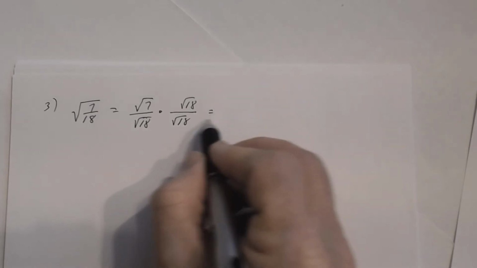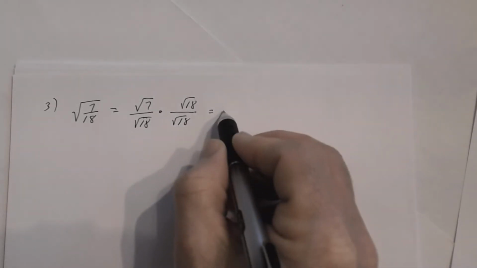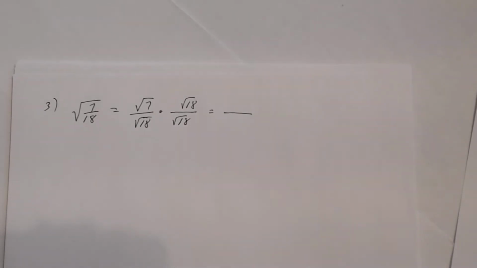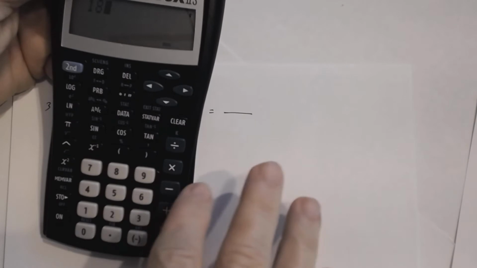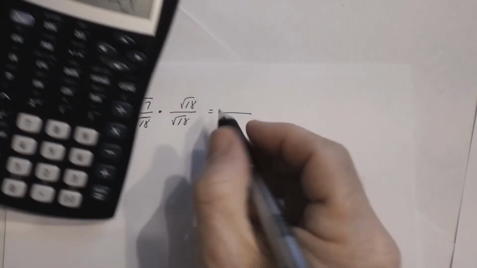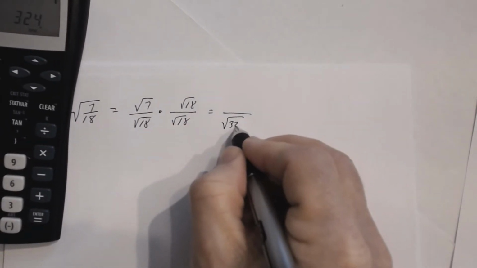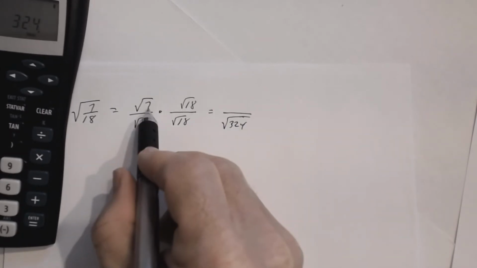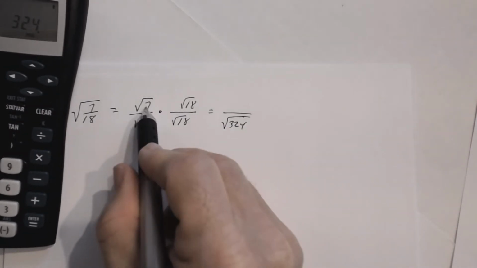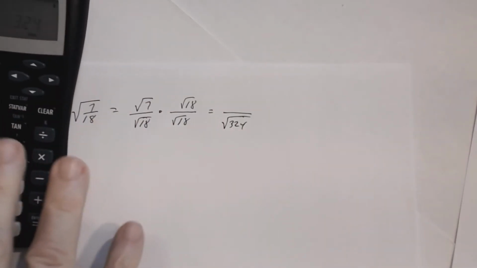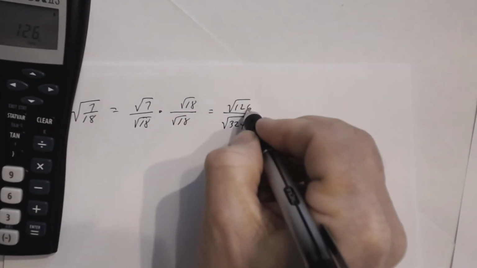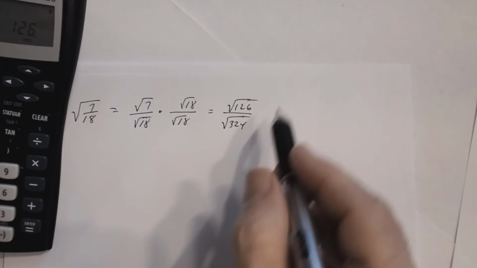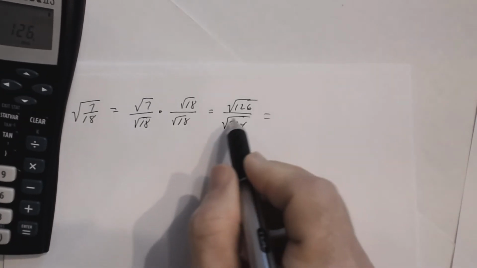And so I get the square root of 18 times the square root of 18, and use your calculator. 18 times 18 is 324. So you get the square root of 324, right? And then in the numerator, using the product rule, I get 7 times 18. So 18 times 7 gives me the square root of 126. Now, let's simplify the denominator.